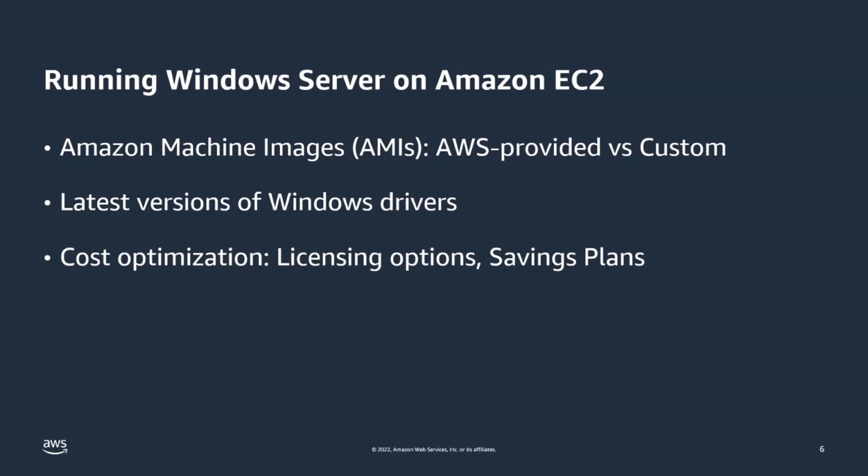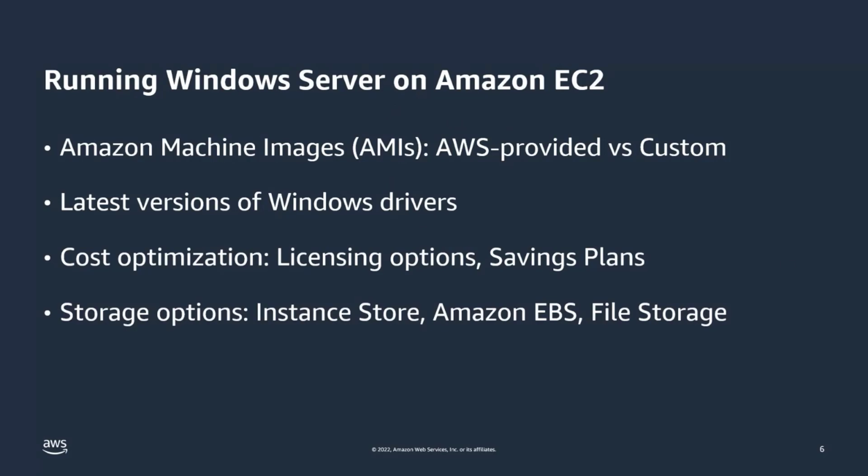You can also choose across various licensing options. You can use license included if you don't want to deal with complex Microsoft licensing terms and just buy licenses from AWS. Or you can bring your own licenses if you want to leverage any of your existing licenses and leverage dedicated hosts to run your Windows Server workloads. You can also leverage EC2 Savings Plans to get the lowest prices for your workloads.